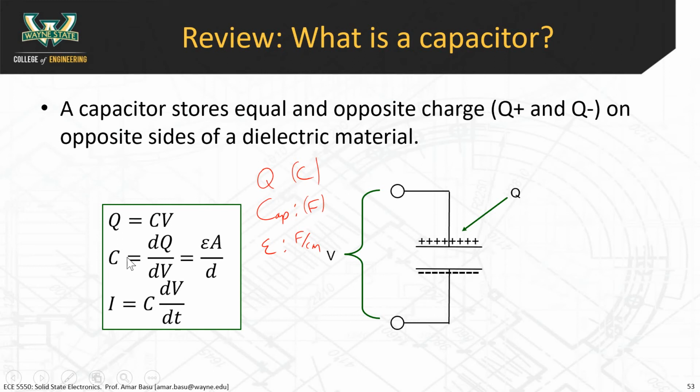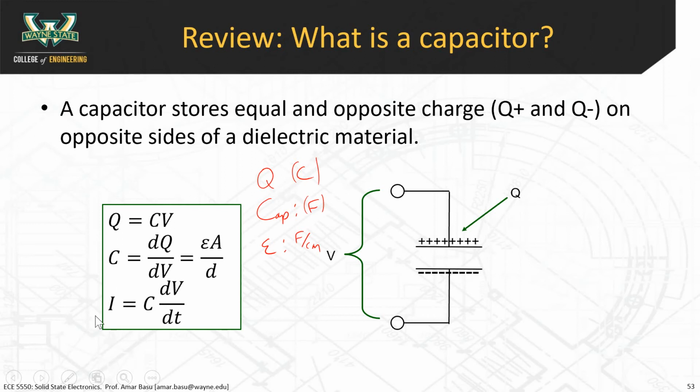The definition of C is equal to dQ/dV, and you can do some electrostatics and figure out that it's equal to epsilon A over D. Epsilon is the dielectric constant of whatever's in between the two plates. If it's air, then this is just epsilon zero, which is 8.85 times 10 to the negative 14. For other materials, you multiply that by a certain factor, anywhere between about 3 to 100 or so if you have a really high dielectric material. And D is the distance between the two plates.